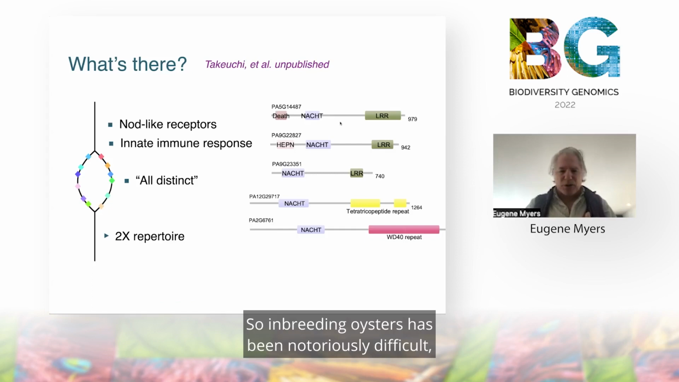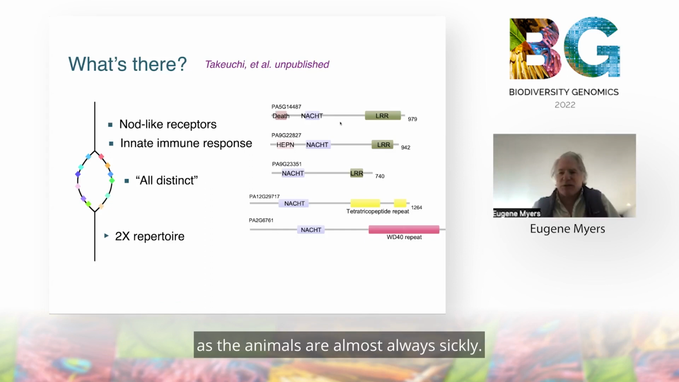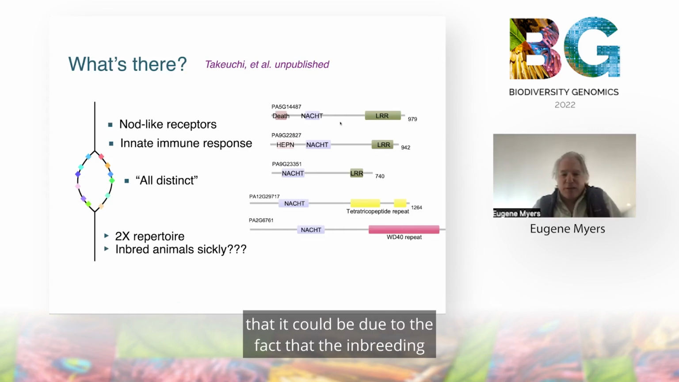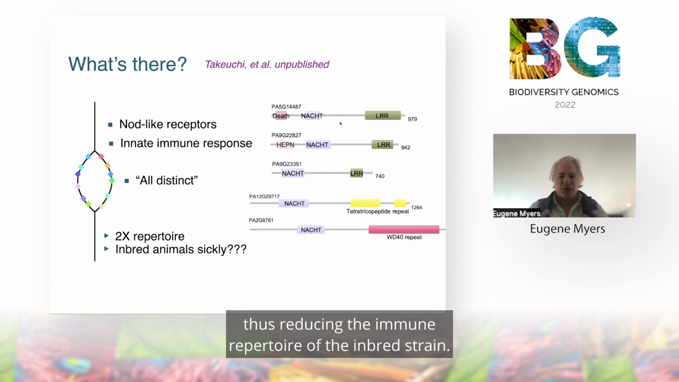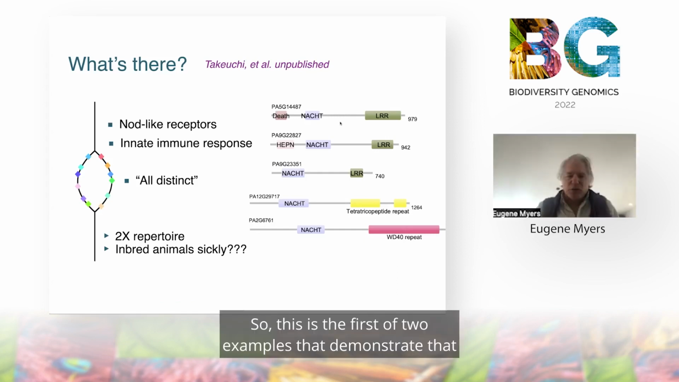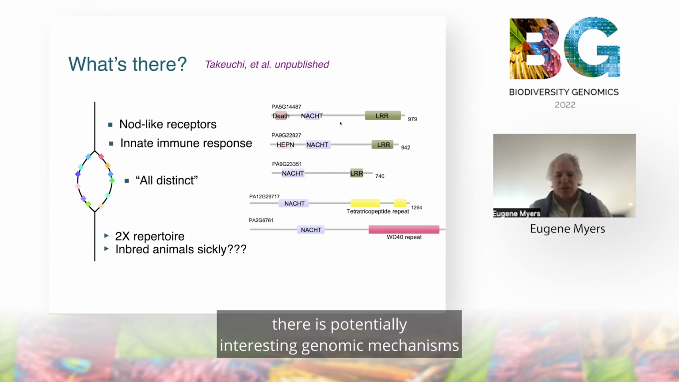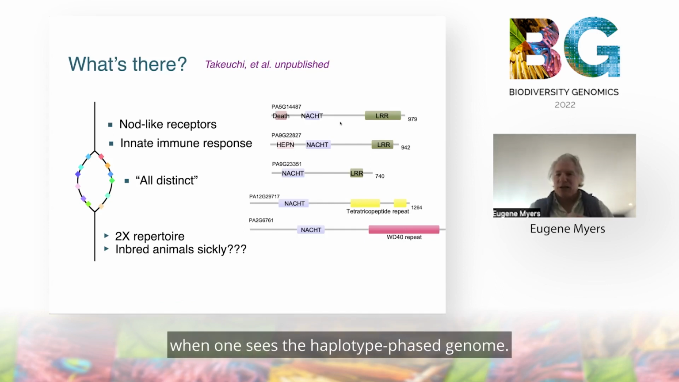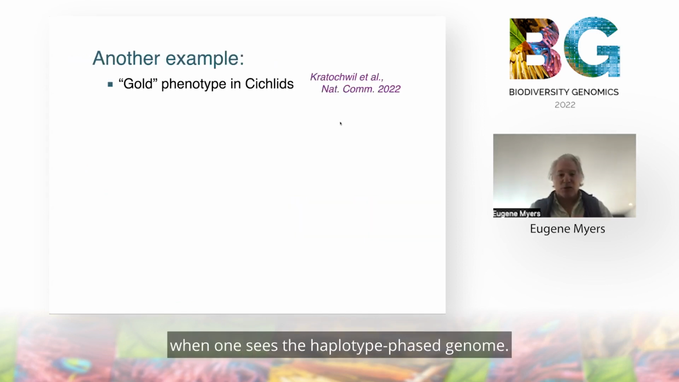So inbreeding oysters has been notoriously difficult as the animals are almost always sickly. And so we speculate or suspect that it could be due to the fact that the inbreeding removes one of the non-syntenic haplotypes, thus reducing the immune repertoire of the inbred strain. So this is the first of two examples that demonstrate that there are potentially interesting genomic mechanisms that are only apparent when one sees the haplotype-phased genome.